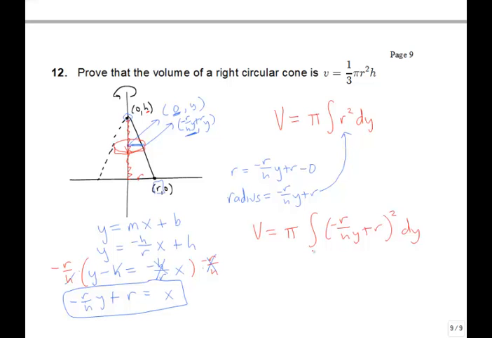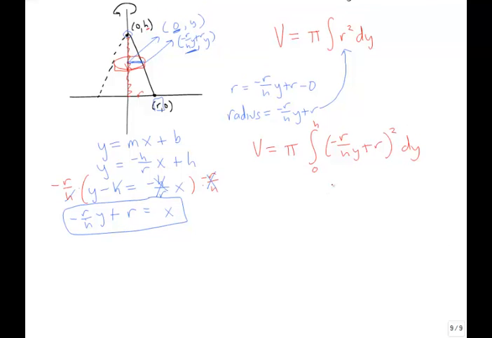So my bounds are going to be from 0 to h for y. Now this is one we can't use function integrate on because we don't have any numbers for r and h. So this one we are going to have to do by hand. So the first thing I'm going to have to do to integrate this is FOIL this quantity out. So that's just your normal old FOIL.